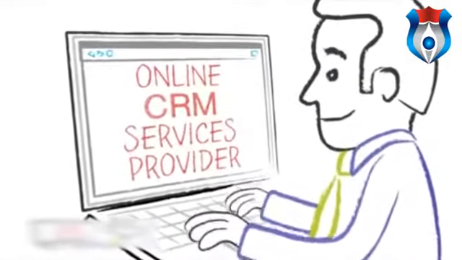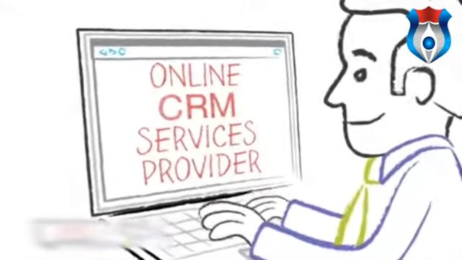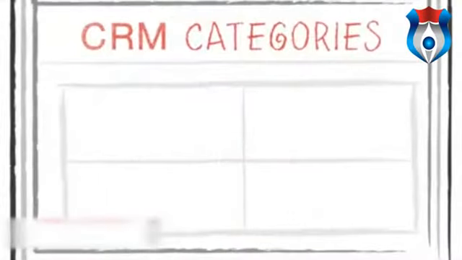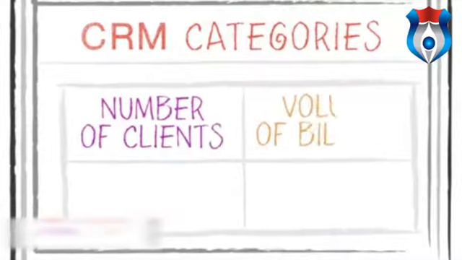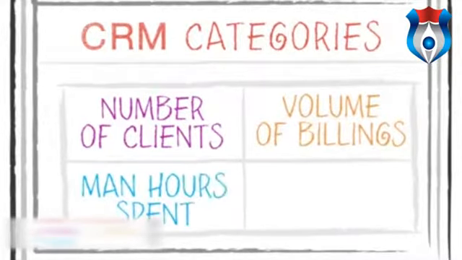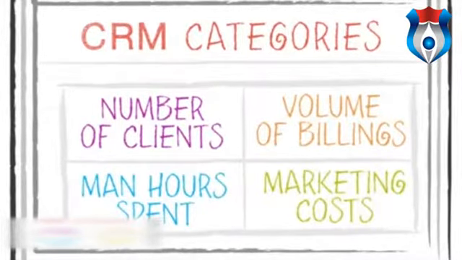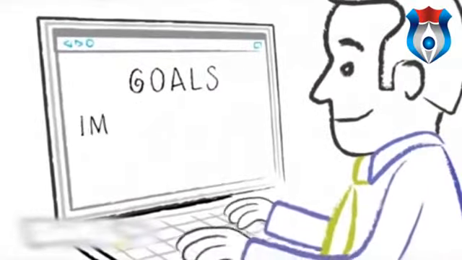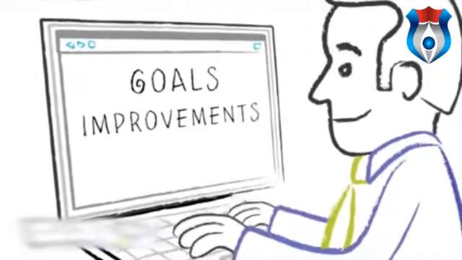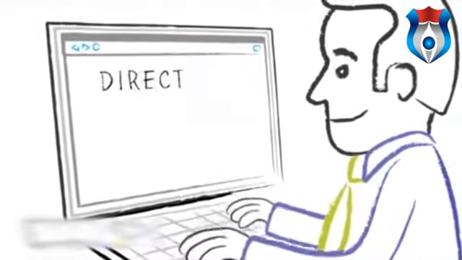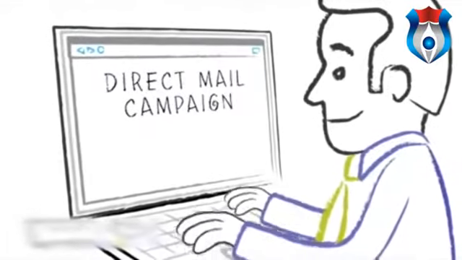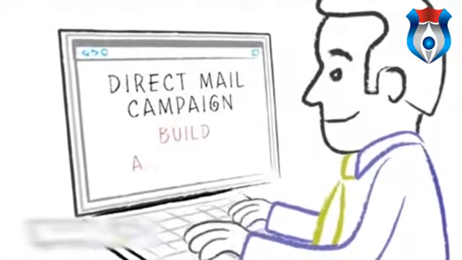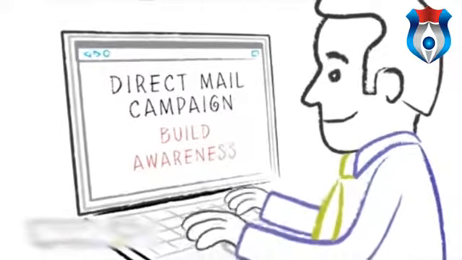Smith hired an online CRM services provider. They started by evaluating where things stood in categories like number of clients, volume of billings, man-hours spent, and marketing costs. Smith identified goals in terms of what the legal department needed to improve, and turned the service provider loose to create a direct mail campaign and social networking designed to build awareness for personal injury.